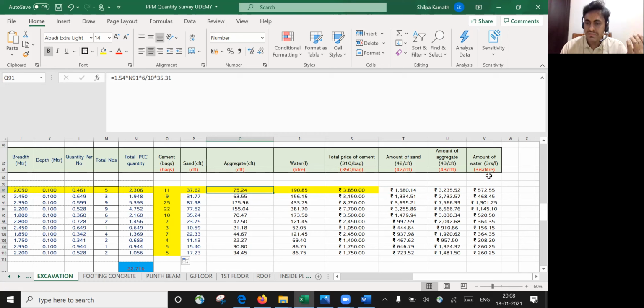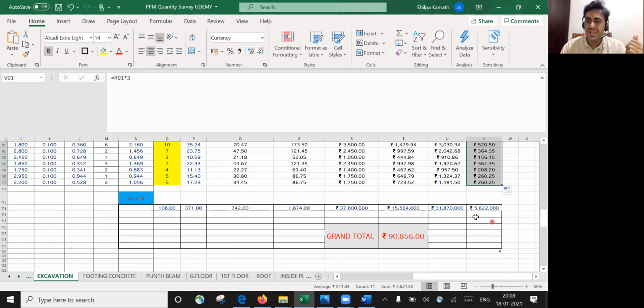Coming to the water, sometimes this water can be added, but usually we add the water, right? The cost of the water is 3 rupees per liter. Whatever water you have got here, that is 190 liters, multiply this by 3, you're going to get 570 rupees. And try to drag all the quantities in this way so that you'll get the final quantity here.